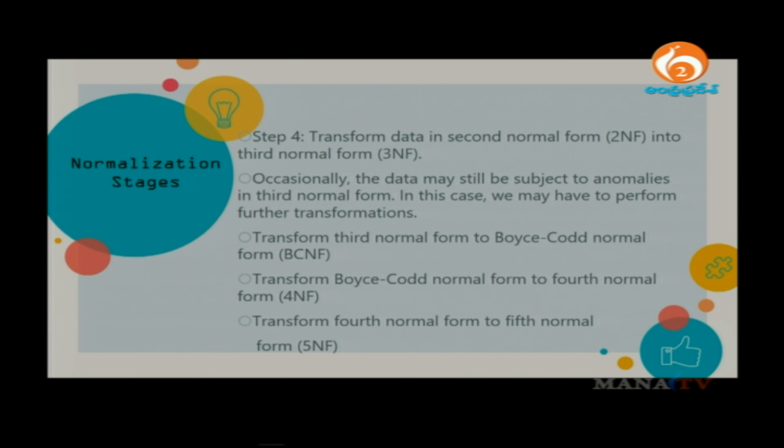Occasionally, the data may still be subject to anomalies in the third normal form. If you are still not satisfied, you have to perform further transformations. What are the further transformations? The transformation is about third normal form to Boyce-Codd normal form, Boyce-Codd normal form to fourth normal form, and fourth normal form to fifth normal form. Yes, please see this once again. I will just list out what actually it has to be.